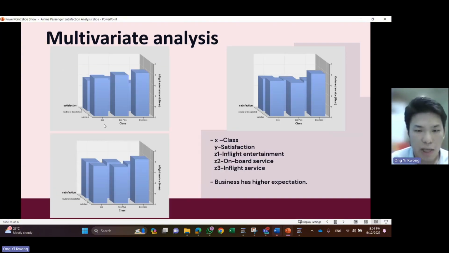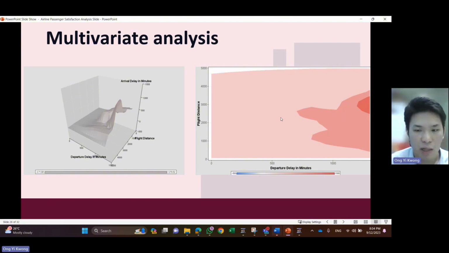Next, we look at the 3D bar chart. The X for this one is class, the Y is satisfaction, and the Z is in-flight entertainment, on-board service, and in-flight service. We can see that the business class normally has a higher expectation compared to the eco class. Next, we look at the three-dimension graph, and this one is 2D. We can find that when the flight distance is more than 3,000, about 4,000, the effect of departure delay on the arrival delay decreases, not that obvious anymore.